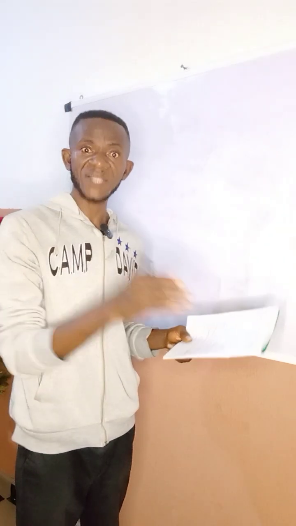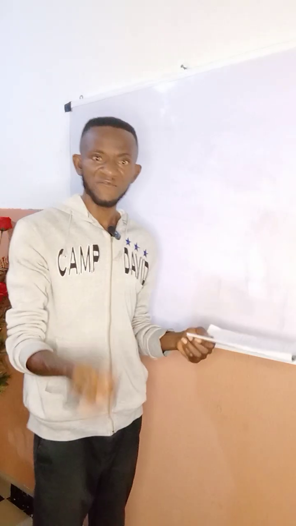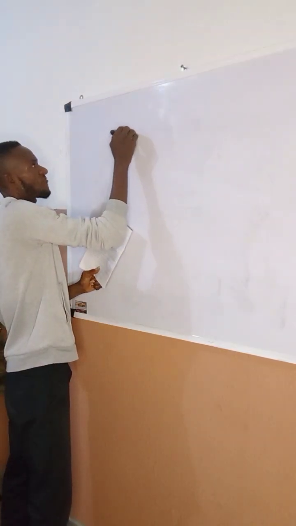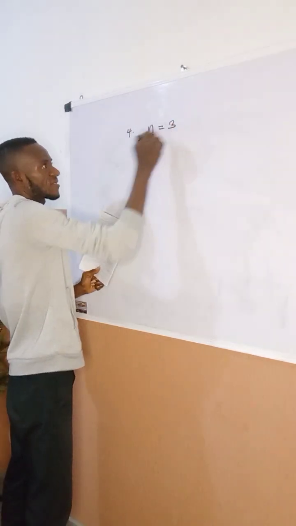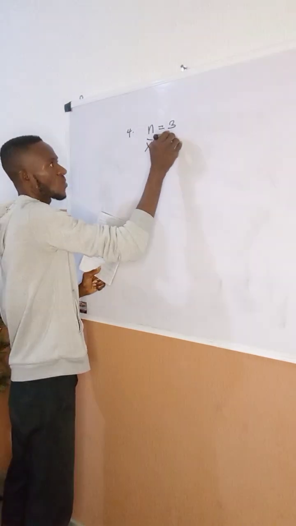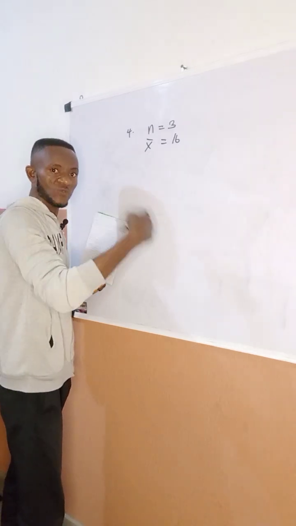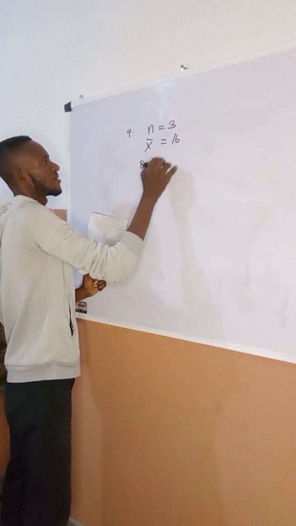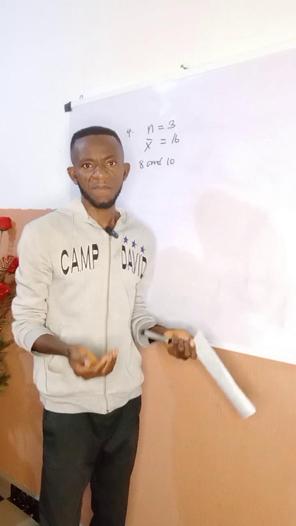If 2 of the 3 numbers are 8 and 10, what is the remaining number? Very simple. So in this case now, we are given that our n equals 3 numbers. We are equally told that our x bar is given as 16. We are equally told that 2 of these 3 numbers are 8 and 10, and we are told to find the remaining number.